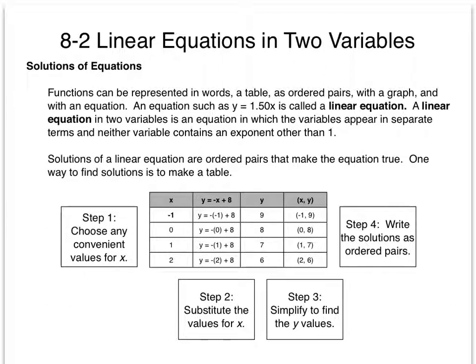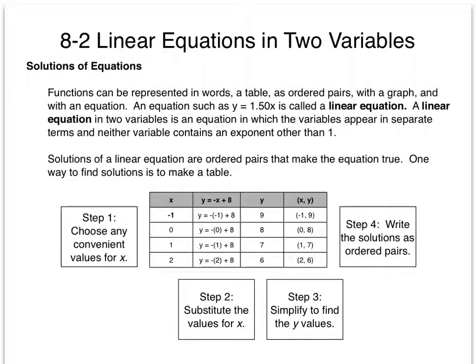A linear equation in two variables is an equation in which the variables appear in separate terms and neither variable contains an exponent other than 1. Solutions of linear equations are ordered pairs that make the equation true. One way to find solutions is to make a table. In the example, I have a table where I show you the x. The next section is the y equals negative x plus 8, or the equation, or the function. Then the y, and then the ordered pair x, y.